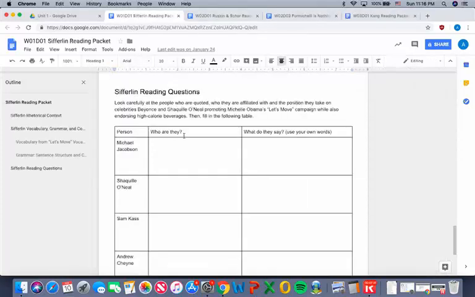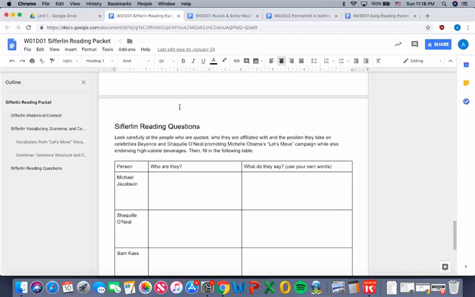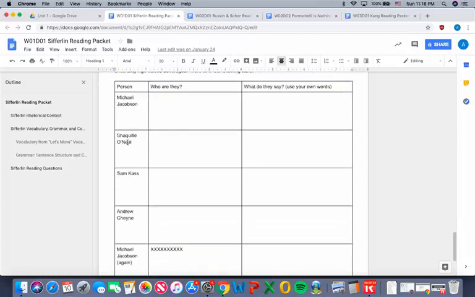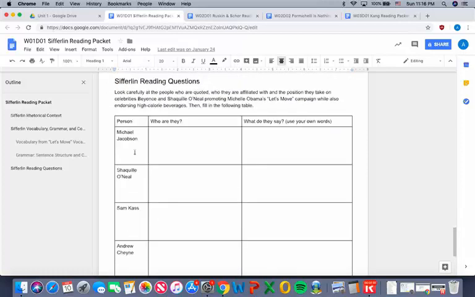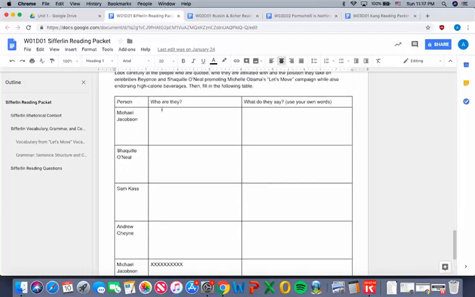So let's go to the Sifferling reading packet. I'm specifically looking at the portion that talks about the reading questions, and I think that's going to be the final page of the reading packet. What we have there are 4 different people mentioned, and it asks, who are they and what do they say? Looking at this, you can even make your own category, your own topic. You don't have to use that.